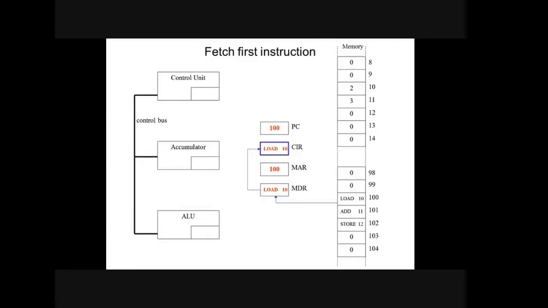Next, that instruction needs to be placed inside the current instruction register. Once it's been fetched into the current instruction register, the program counter will increment by 1. So the program counter is always pointing to the memory address of the next instruction to be fetched before we've even executed this one. Now we can decode the instruction. And without going into detail, the control unit comes into play and it opens various pathways.